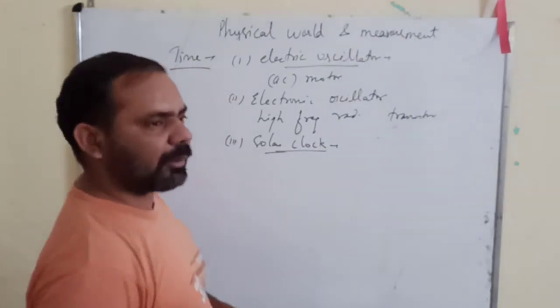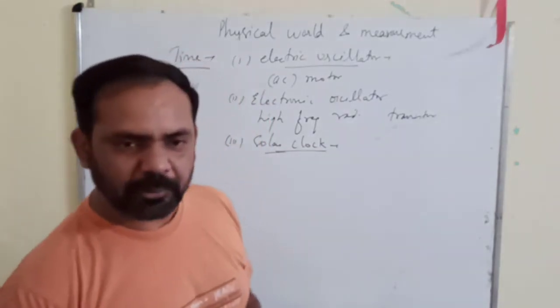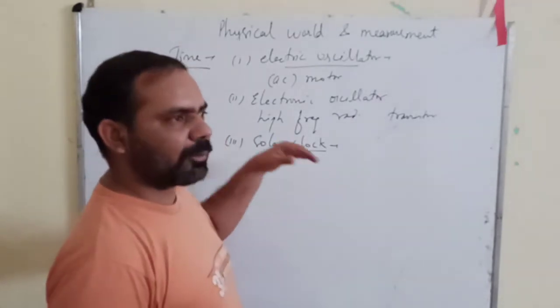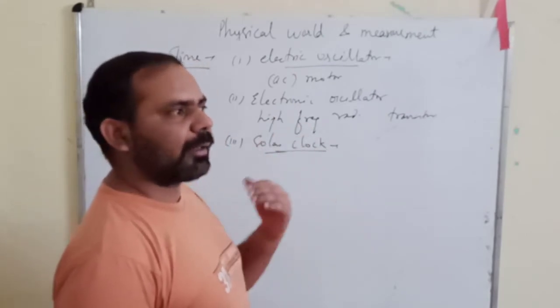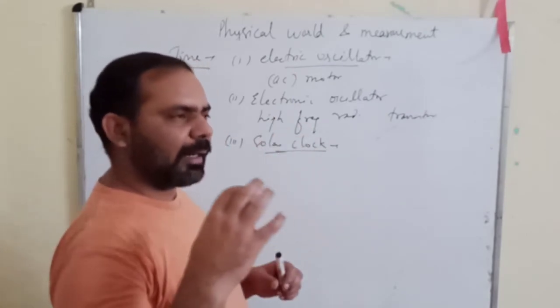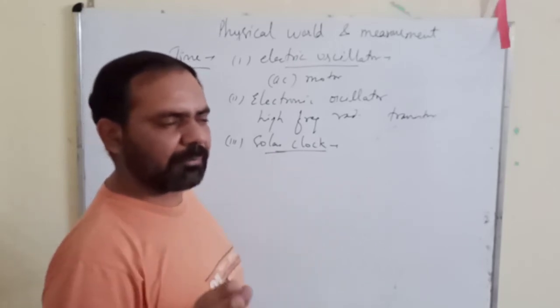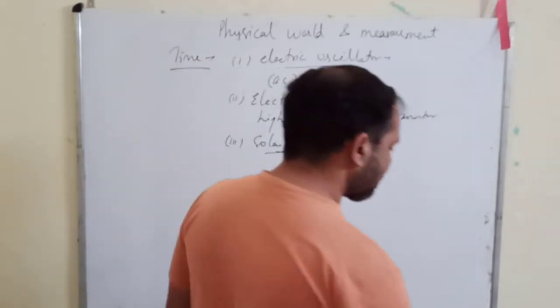One solar clock is installed in Jaipur. There is a Jantar Mantar. Then in Delhi also there is a Jantar Mantar. They are solar clocks. So with the help of solar clocks also we can measure the time. However, they will not be accurate because the Earth revolves around the sun and takes a slightly different time interval. For every revolution, there is always some difference in the time interval.